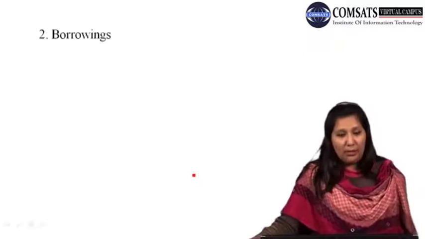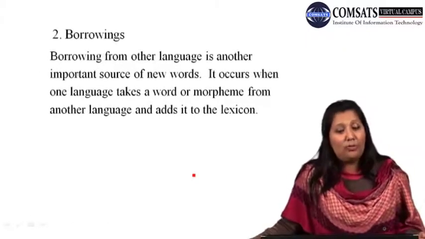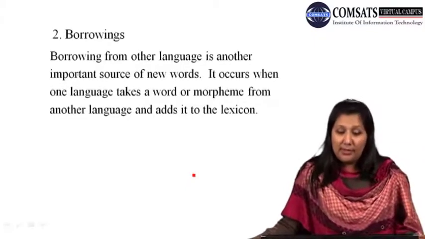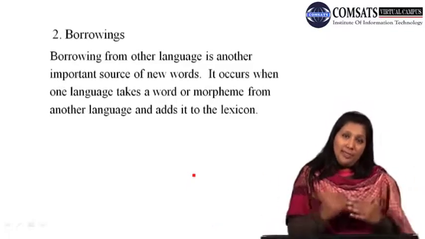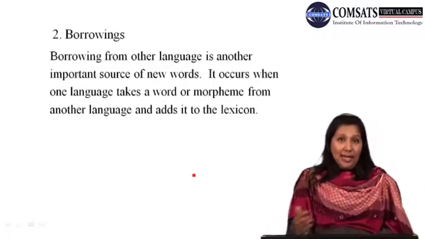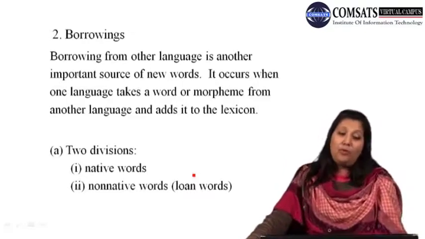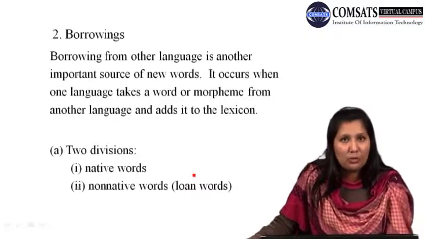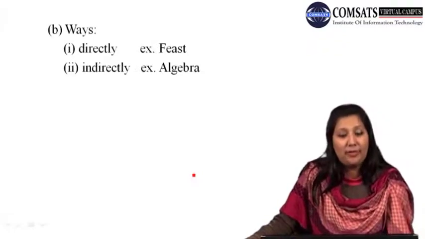For example, look at these examples. The borrowing can also be done. Borrowing from another language is another important source of new words. It occurs when one language takes a word, the morpheme, from another language, and adds it to the lexicon. It has been borrowed from some other language, and it has been added into your own language. There are two divisions basically. There are some native words, and the second is non-native words. Non-native, the loan words.